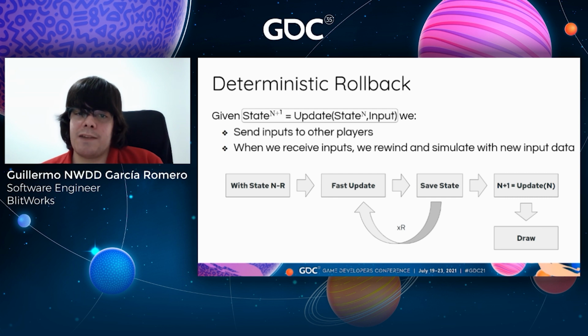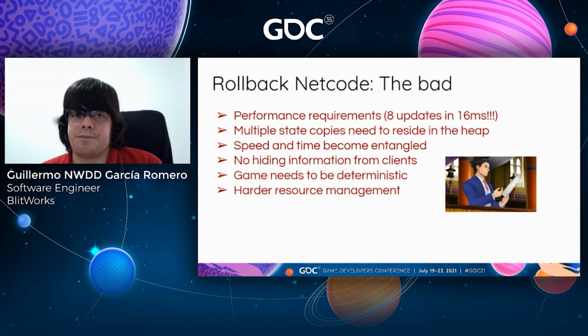So for the specific case of rollback, we use this property to predict the state assuming unknown inputs will be unchanged. And when our prediction is wrong, not if, when our prediction is wrong, we roll back the state to the last good known prediction and rerun the simulation. This means that for this to work, we need to copy and store multiple copies of the state.